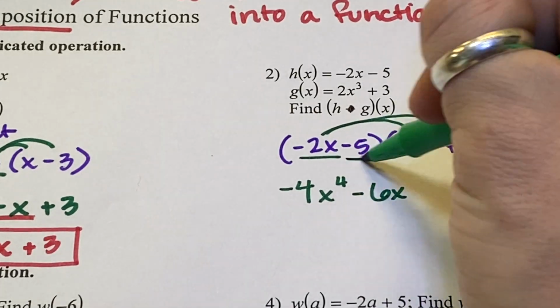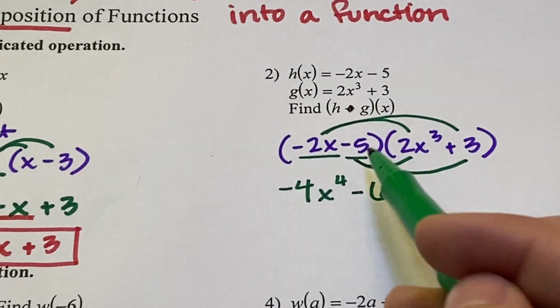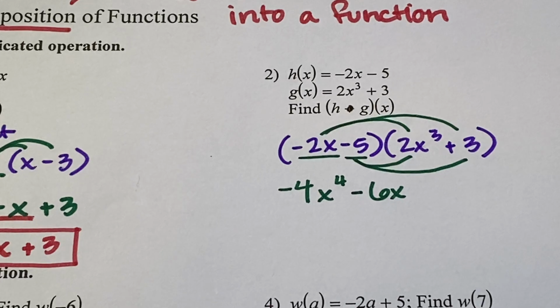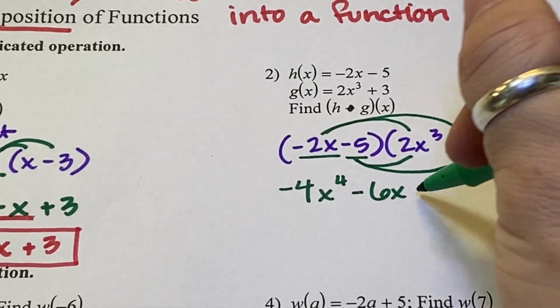Now I just need to take my negative 5 and do the same thing. Multiply that guy to both of those terms. Negative 5 times positive 2x cubed. Negative 10. Negative 10x to the power of cubed. Beautiful.